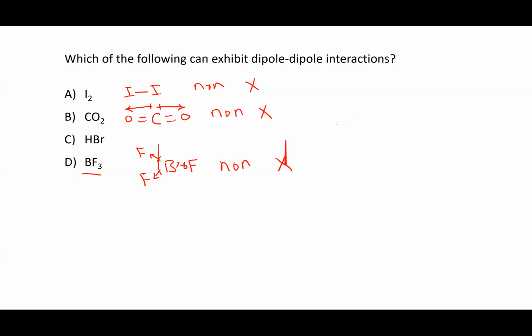The only molecule that has polar bond and the dipole moment of the molecule does not cancel at all is HBr, and the dipole moment will run from the positive hydrogen to the negative bromide. And again, it's a permanently polar molecule, so that is the substance that is expected to show dipole-dipole interaction.